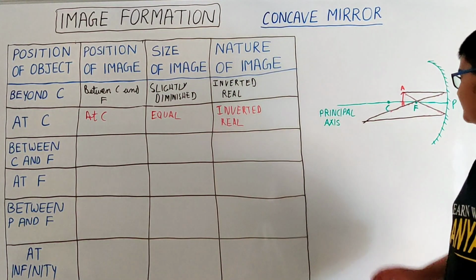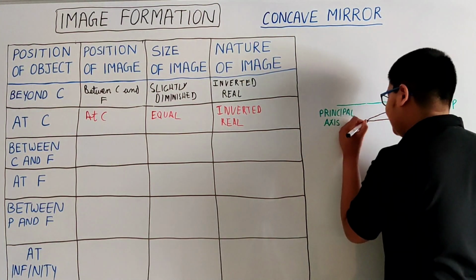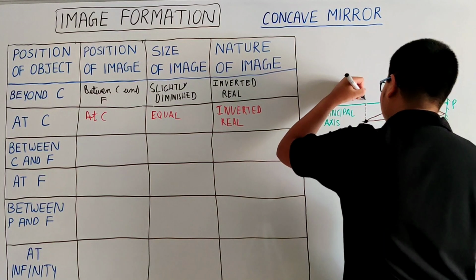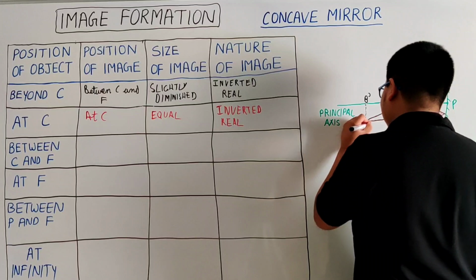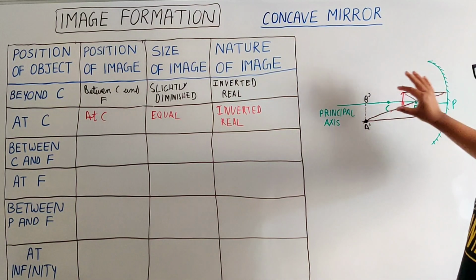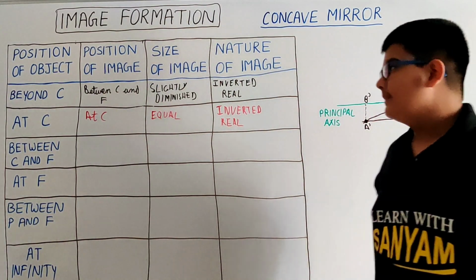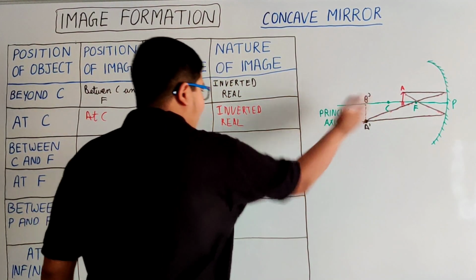So here you can observe that this time both the rays are meeting beyond the center of curvature. So here is the position where the image, that is B dash A dash, will be formed. So AB is the object and A dash B dash is the image. And again let's fill the table. The object is between C and F. The image is formed beyond C.